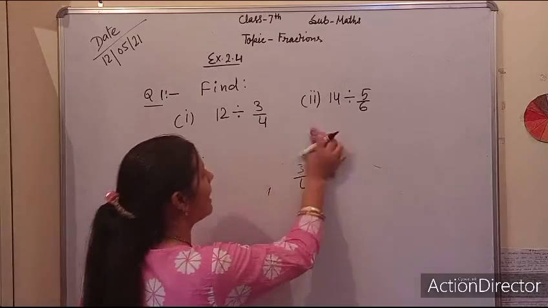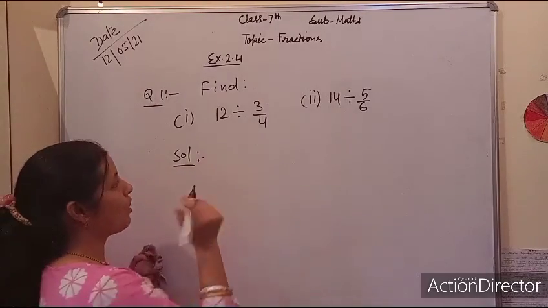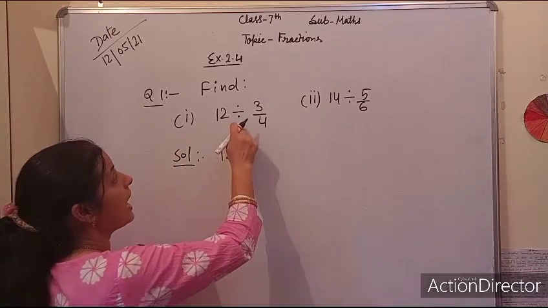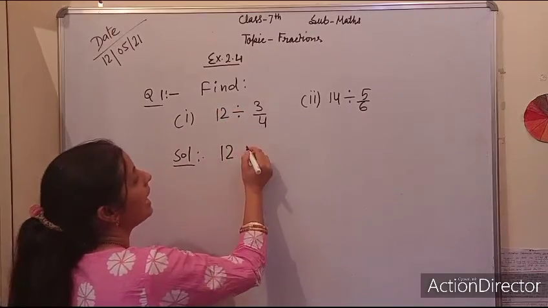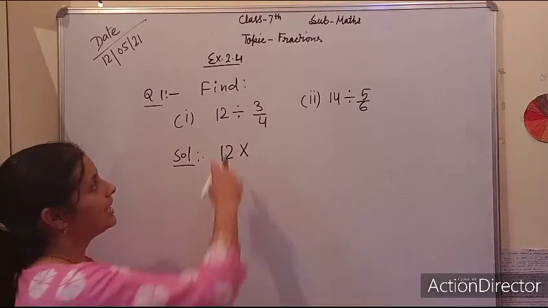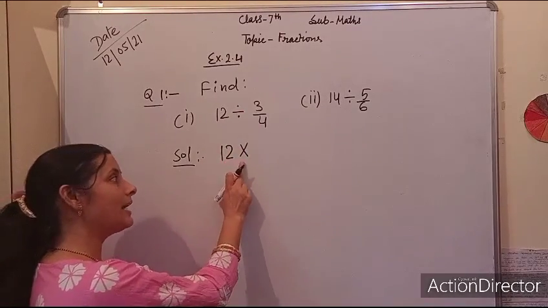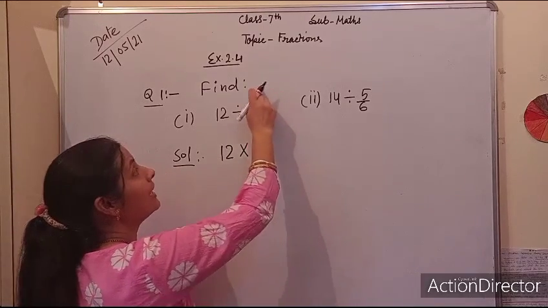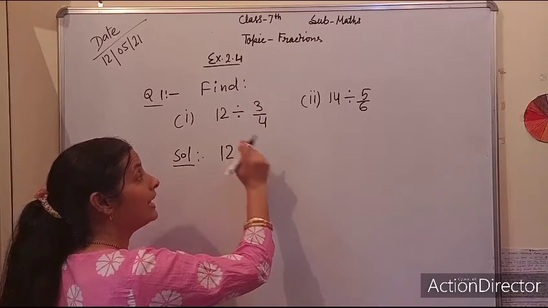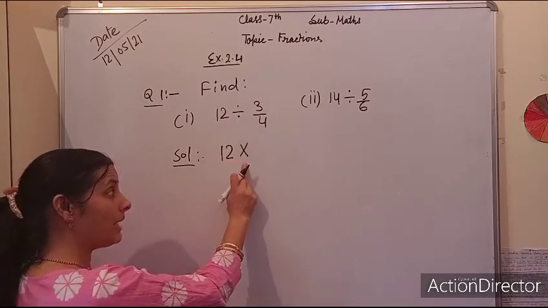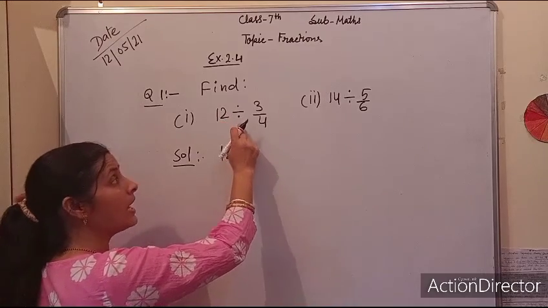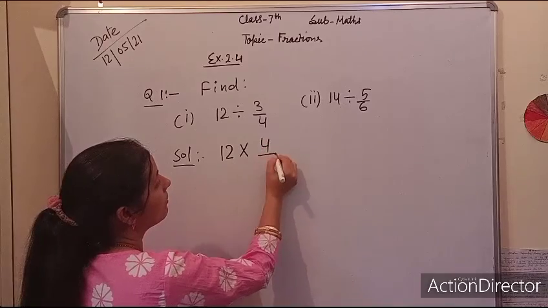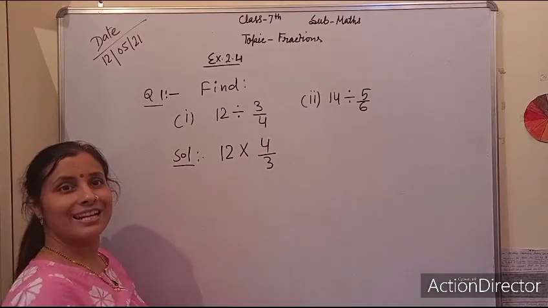So which method will we choose? The simple reciprocal method. Look here. Here is written 12, and 12 will be as it is. Now instead of this division sign, I am writing multiplication. And 3 upon 4 will be converted: if we are using the multiplication symbol instead of division, then it will become the reciprocal. 3 upon 4 converts to 4 upon 3. Is it easy or not?